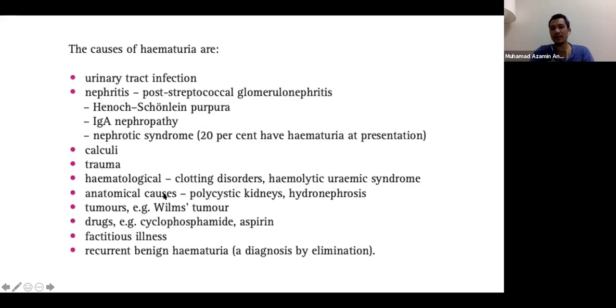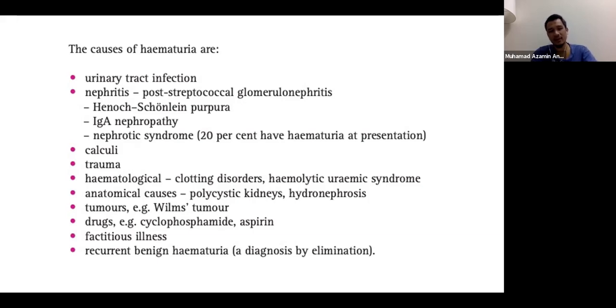Okay, this is the list of possible differential diagnoses in this case. The first one, the most important thing you want to rule out, is UTI. Then nephritis: it could be post-strep, it could be Henoch-Schonlein purpura, or IgA nephropathy, but IgA nephropathy needs to be ruled out by doing a renal biopsy. Nephrotic syndrome could be as well, because 20% of nephrotic syndrome can present with hematuria.